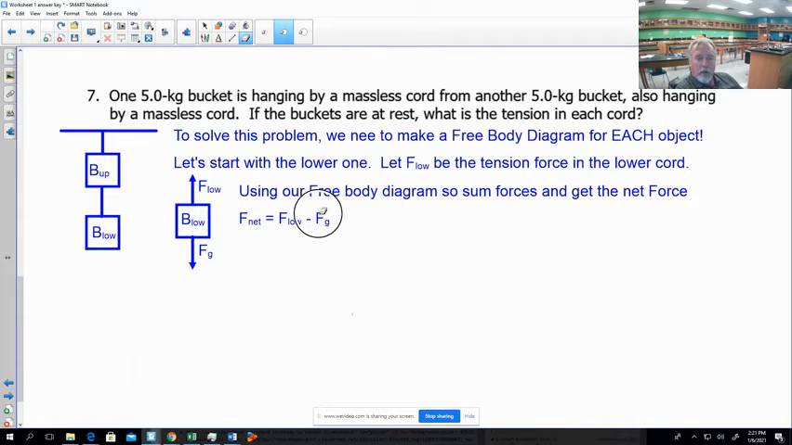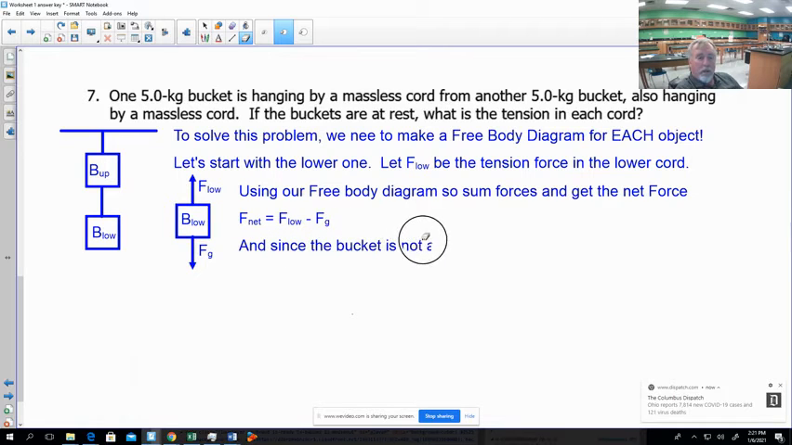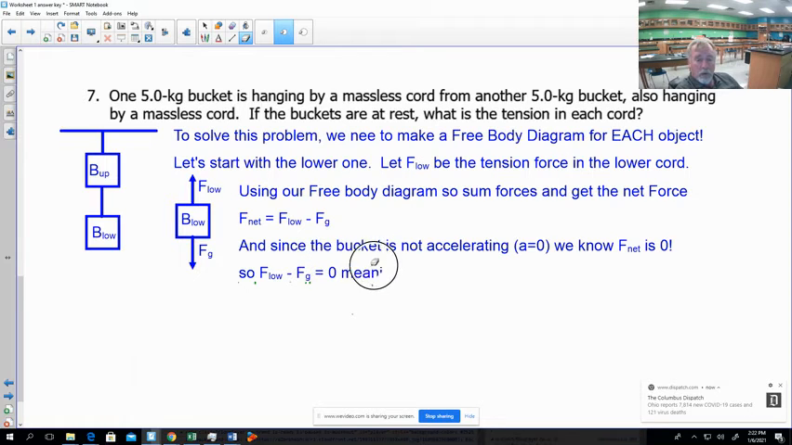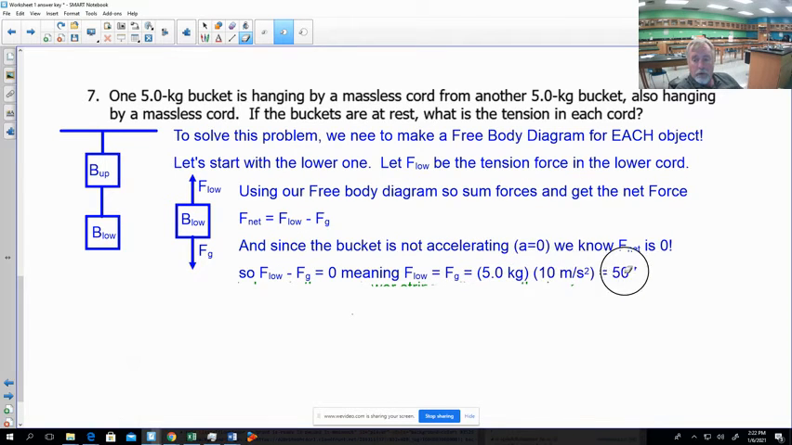Our F net is F low minus Fg. The tension in our lower string is pulling up on our lower bucket, and the force of gravity is pulling down on it. Since the bucket is not moving and not accelerating, a equals 0, so F net is 0. So F low minus Fg equals 0, which means F low, the tension in our lower string, is simply equal to the gravitational force on our bucket: 5 kilograms times 10 meters per second squared equals 50 newtons. So F low, the tension in our lower string, is 50 newtons.